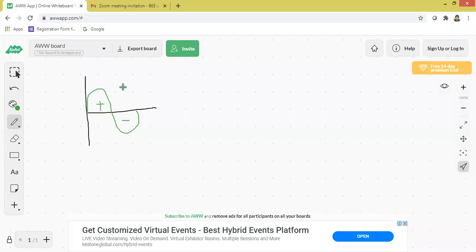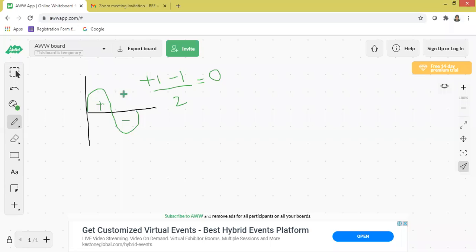Average means, how many regions are there? 2. Let us say this is +1, positive, and the next one is -1. How many curves are there? 2. So what is the answer? +1 -1 divided by 2. How much will you get? 0.